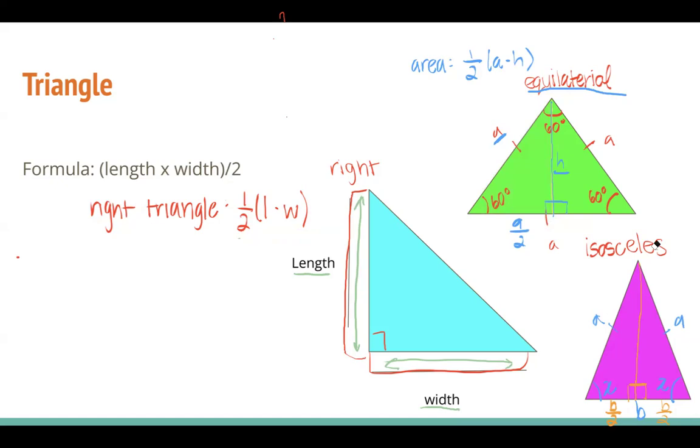So you'd have one right triangle right here, and then another one right here. Does that part make sense?